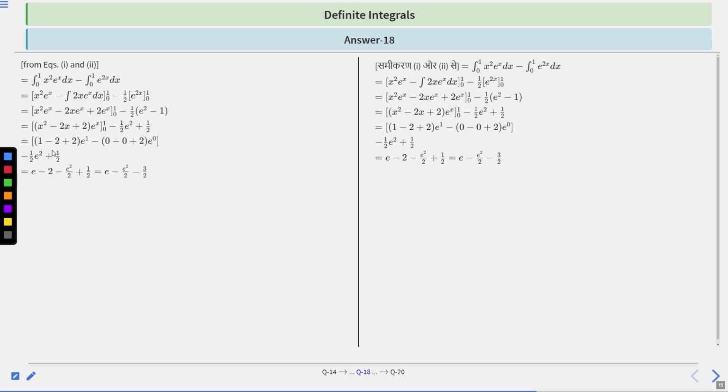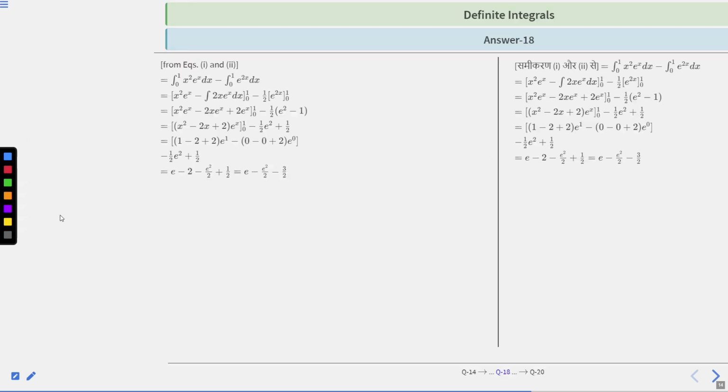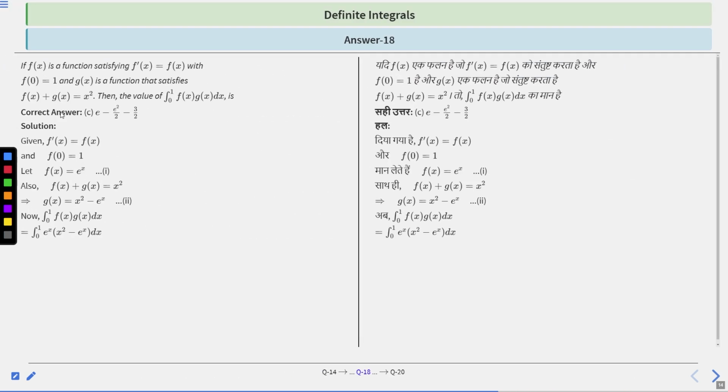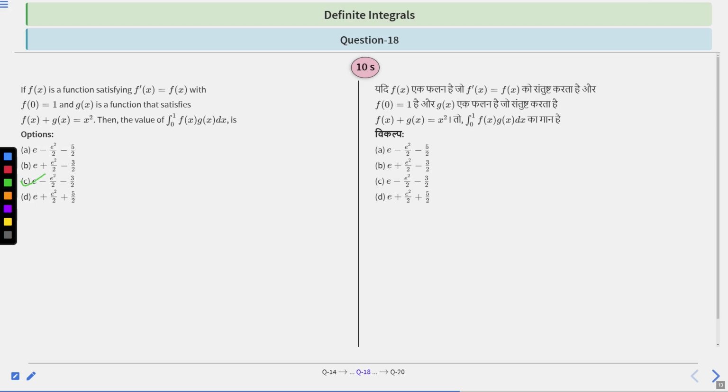After putting the limits, you will get 1 minus 2 plus 2e, minus 0 minus 0 plus 2 e to the power 0, minus 1 by 2 e squared plus 1 by 2, which after solving and simplifying, you will get e minus 2 minus e squared by 2 plus 1 by 2, which is equal to e minus e squared by 2 minus 3 by 2, right? So e minus e squared by 2 minus 3 by 2 will be the right choice. Option C is the right one.